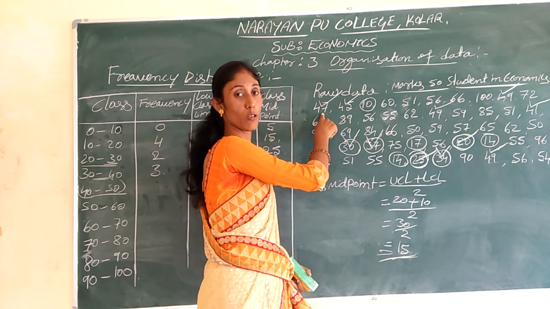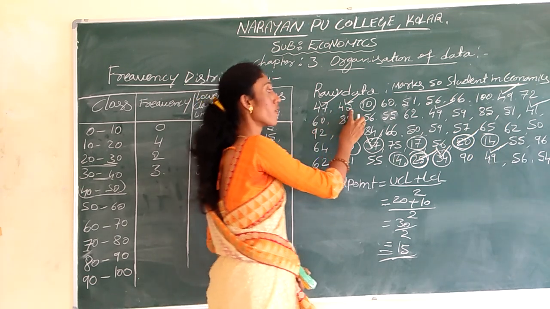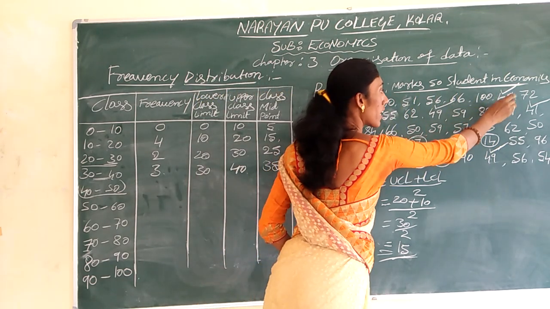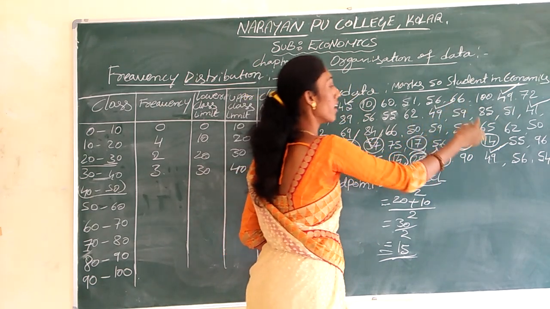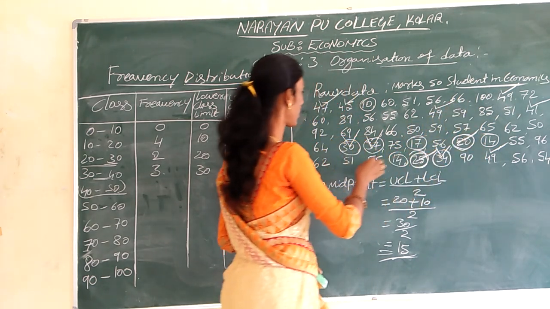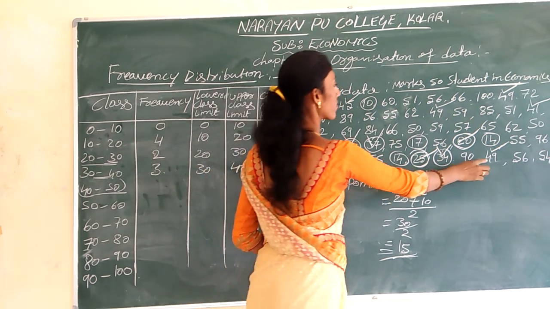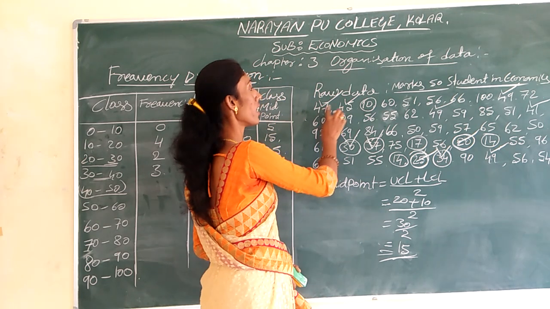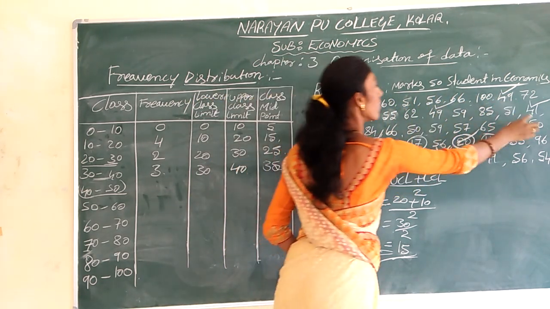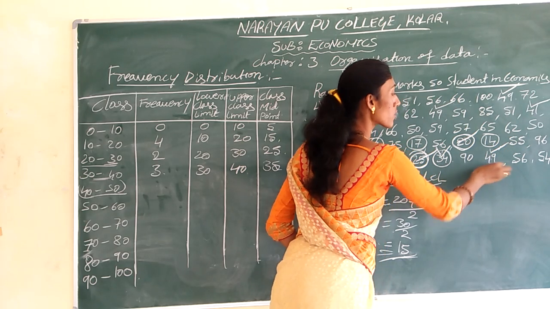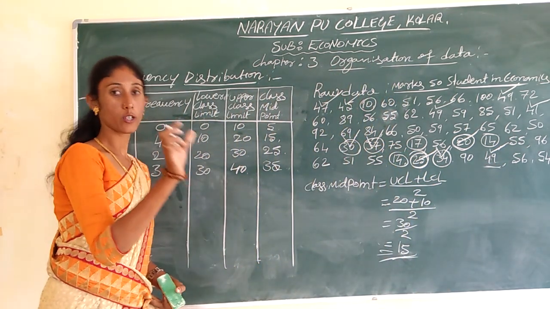We got 6 values between 40 to 50. One is 47, 45, 49 and again 49 and 49. Then one more value. Yes, 1, 2, 3, 4, 5 and 6 values come between 40 to 50.